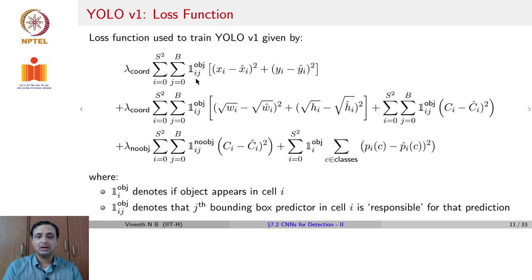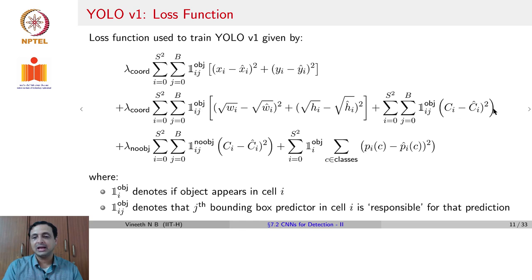So if you're looking at a particular bounding box predicted by a particular cell, you're first trying to ensure that the xi, yi predicted by the network is close to the expected xi hat, yi hat. Then you're ensuring that the width and the height predicted by the network is close to the original width and the height. These are taken as square roots because you have a width and a height in 2 dimensions. So you take a square root here.